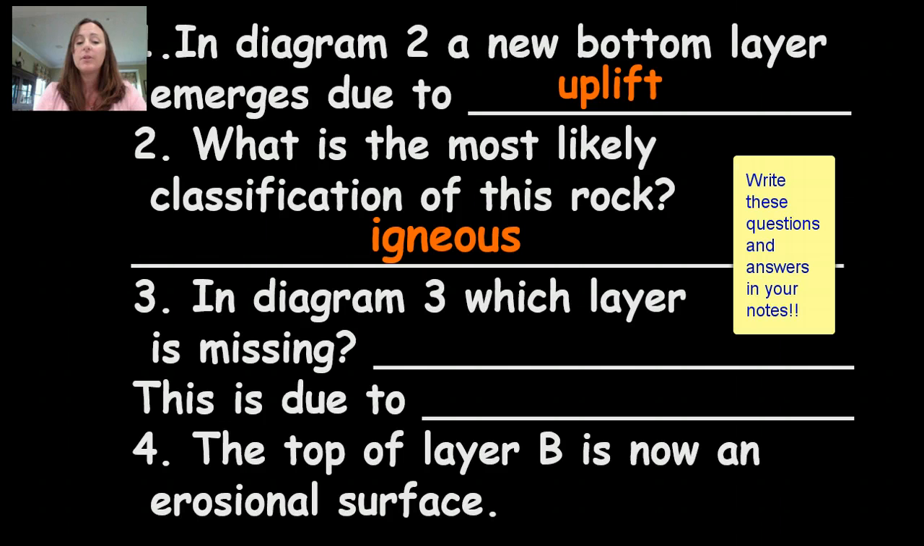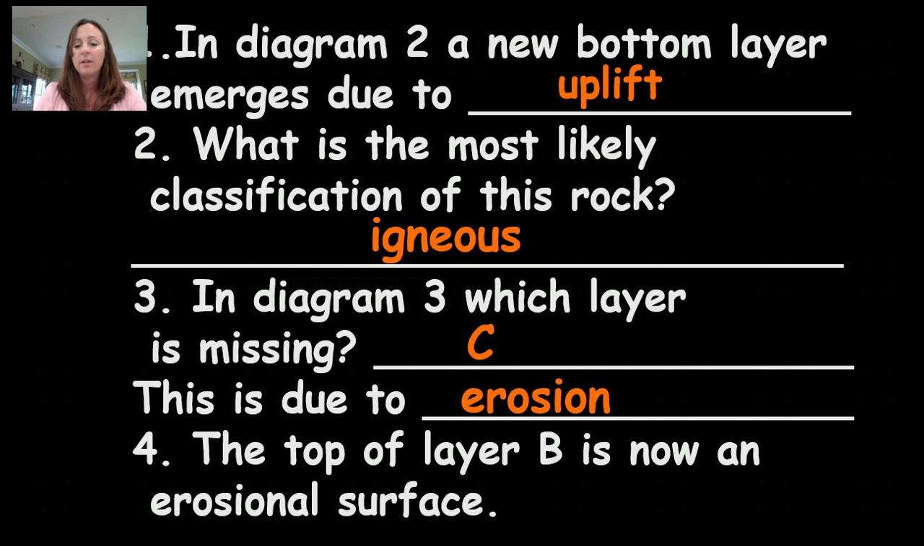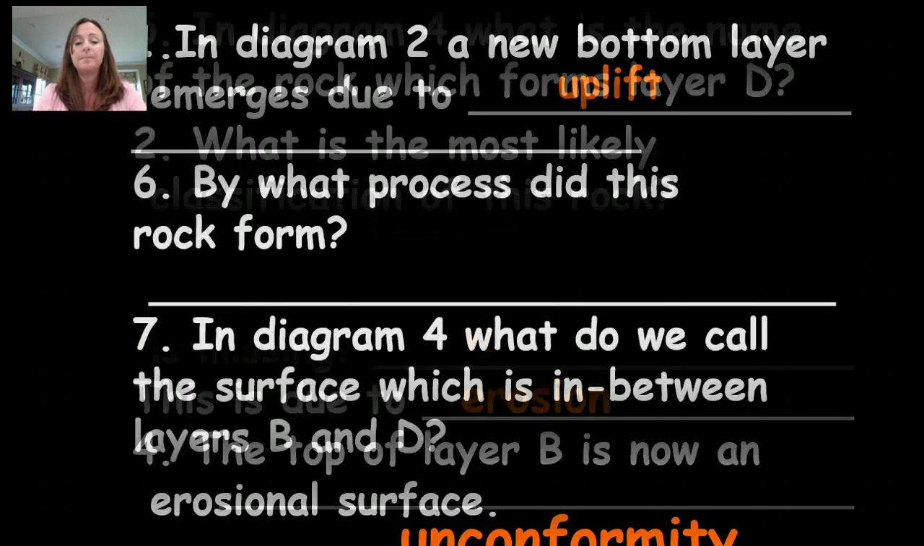In diagram 3, which layer is missing? We said it was layer C, and it's due to an unconformity or erosion. The top of layer B is now an erosional surface, or an unconformity.